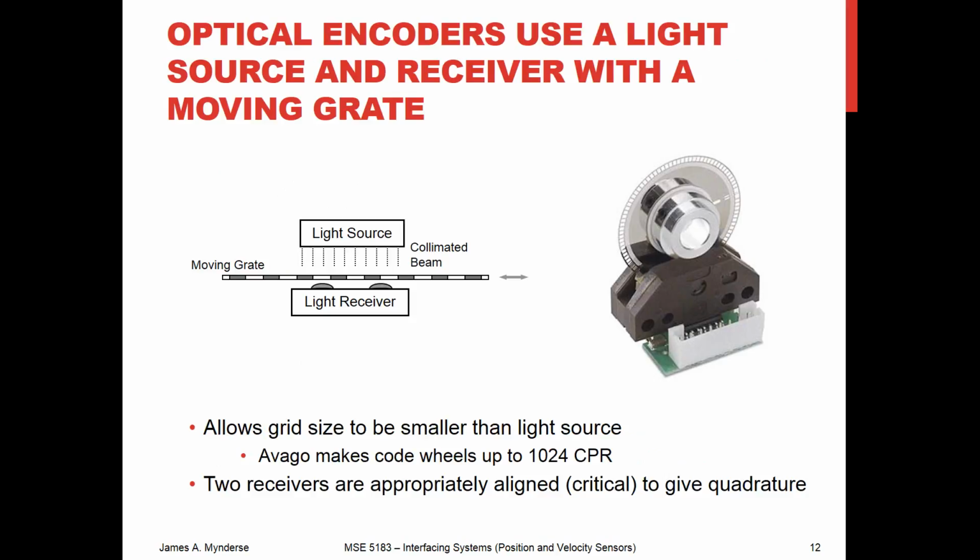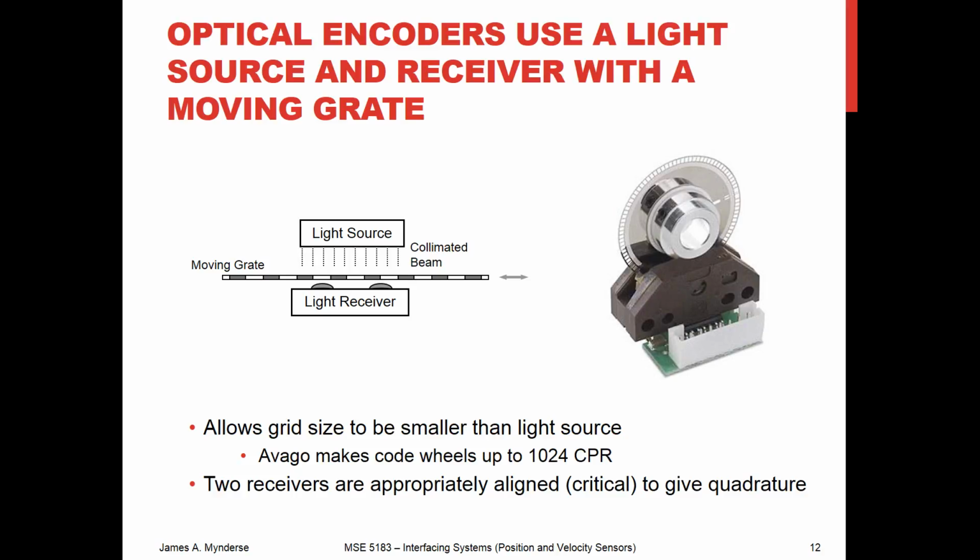So an optical encoder is going to use a light source, and it's going to have a light receiver on the other side. It's going to have this grating moving back and forth. So you can see that kind of in a linear sense on the left, and on the right is a picture of an optical encoder. I took this from a motor manufacturer, but it looks very similar to the Avago optical encoders that we have in the lab, if you want to take a look at those.